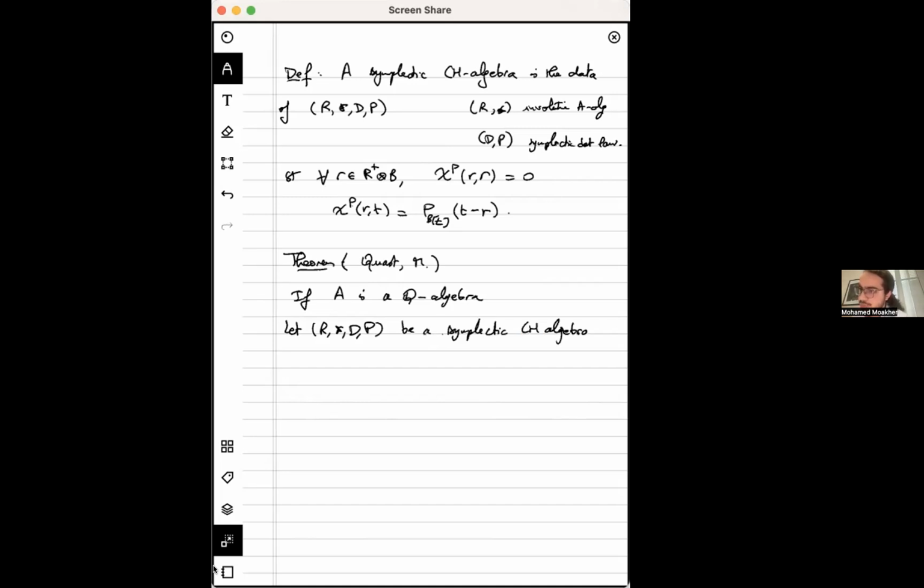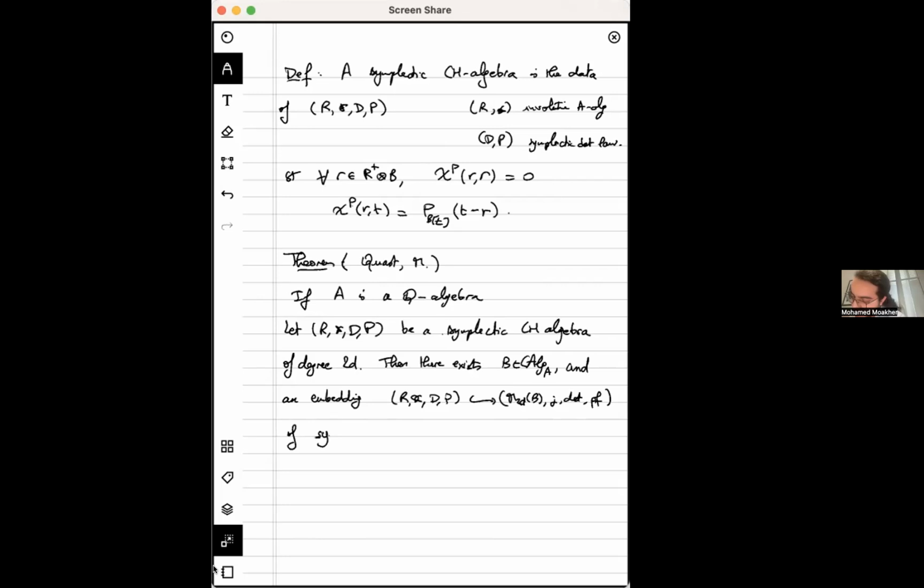Cayley-Hamilton algebra of degree 2D, then there exists a commutative A algebra B and an embedding which respects all the structures of symplectic Cayley-Hamilton algebras. And so this is the first hint as to why our definition is relevant, is the right one, let's say.